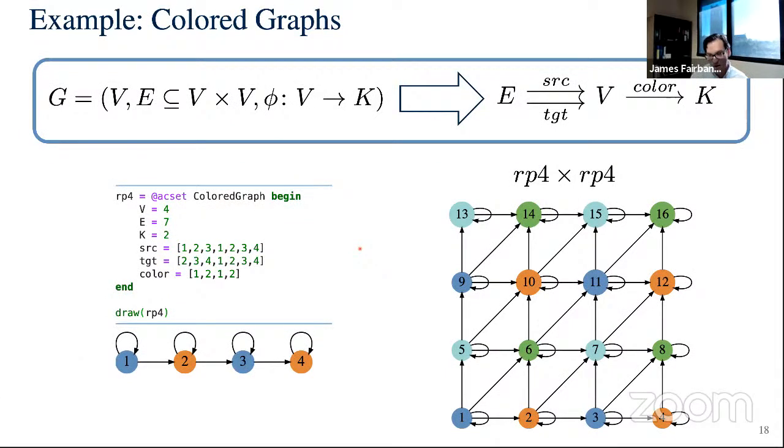So another example is compiling notions like a colored graph into schemas here. We can talk about the path graph. It's kind of like a reflexive path graph with two colors, alternating colors. And when you take products, you multiply the set of colors. So you go from 2 colors to 4 colors.